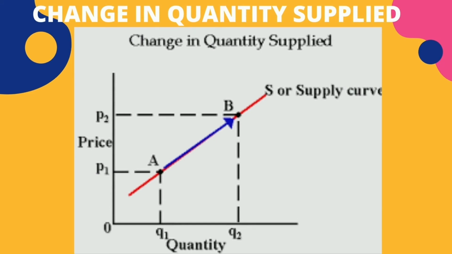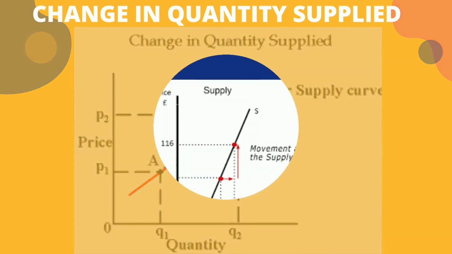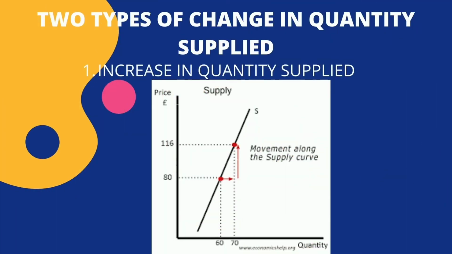Change in quantity supplied. A change in the quantity supplied of a commodity means a movement from one point to another on a supply curve. The cause of the change in quantity supplied is a change in the price of the commodity under consideration. The quantity of a commodity supplied changes with price. More is supplied at a higher price than at a lower price. This is shown in the diagram. Two types of change in quantity supplied.